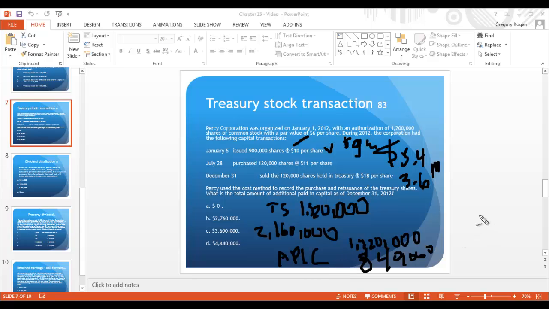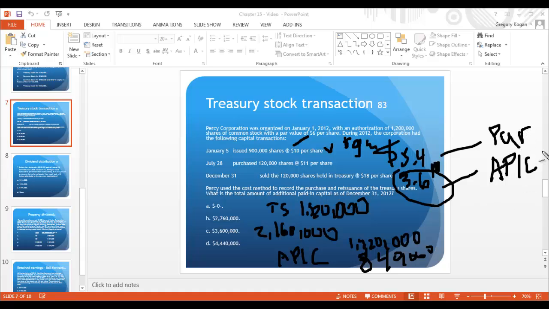So to sum up, the two pieces where you have additional paid in capital is here. This is your additional paid in capital, right? Keep in mind that's the amount that's above par. This just goes to par. It's all equity, but it's just two different sub-accounts. One is called par, one is called additional paid in capital.